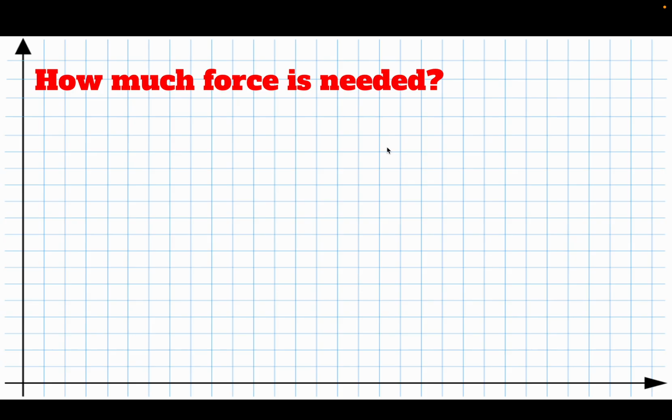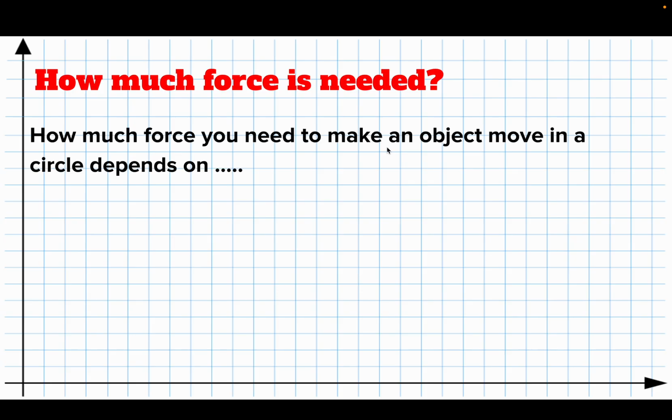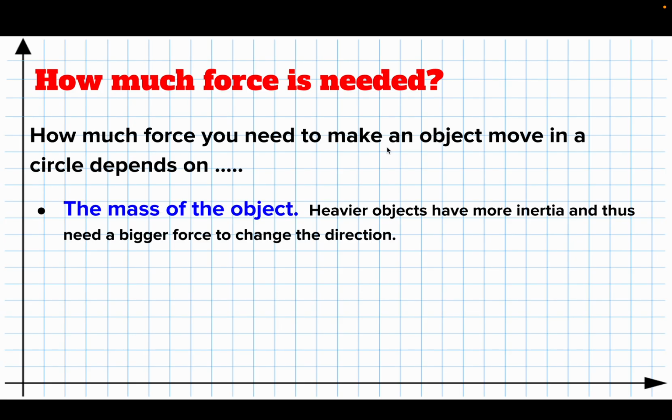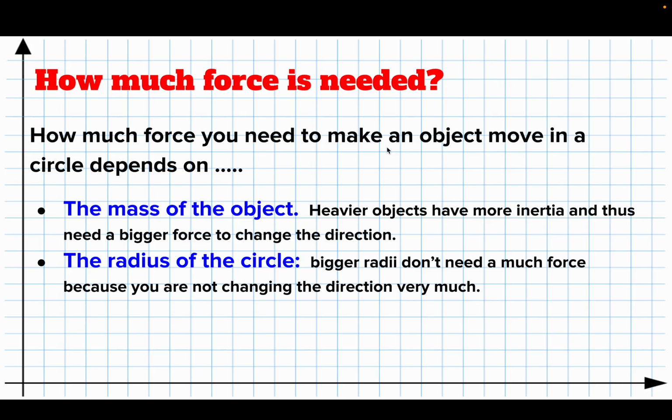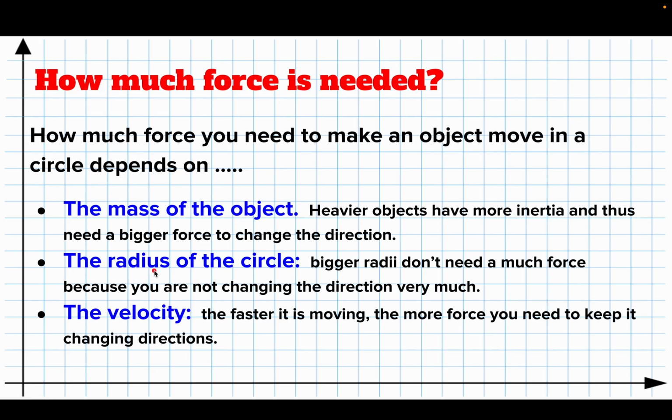So, how much force do we need to make an object move in a circle? Well, it depends on the mass of the object. Heavier objects have more inertia, and so you need a bigger force to make them change directions. It depends on the radius of the circle. A bigger radius means you're not changing its direction very much each time, and so you don't need quite as much force. So we would expect that the centripetal force is inversely proportional to the radius, and it's proportional to the velocity because the faster it's moving, the more the direction has to change in order to move in a circle, and that would require more force.